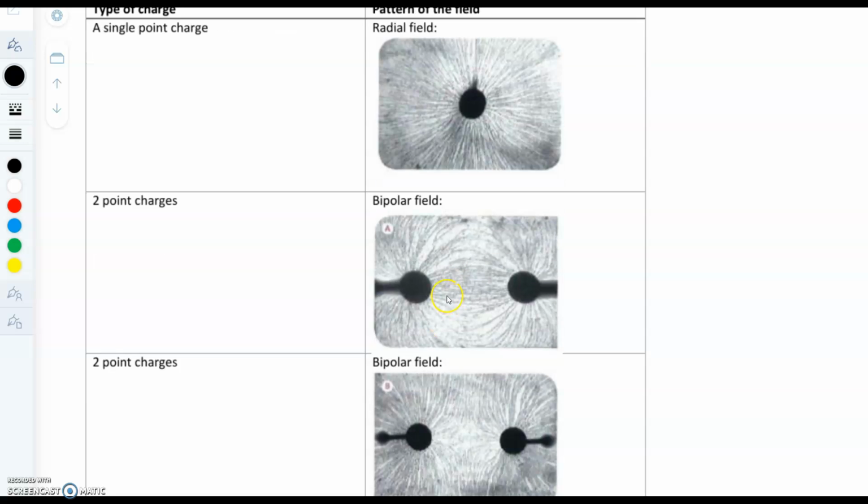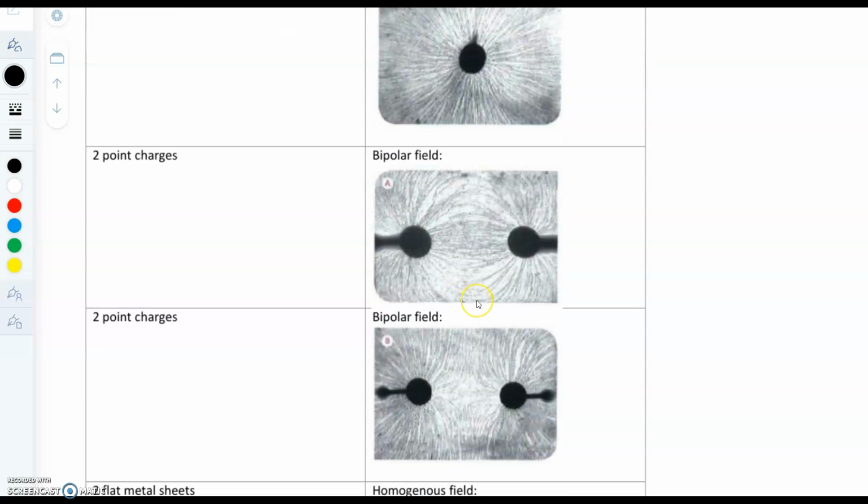If you take 2 point charges, you will get two possibilities, this one or this one. Now, it's impossible to tell what type of charge we took in each of these cases. The only thing we can be sure of is that in situation A, it's an opposite type of charge on both ends. So either this one is positive and this one is negative, or the other way around. We just know that these are opposite charges of roughly the same magnitude.